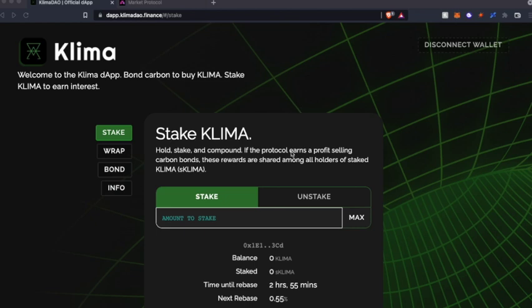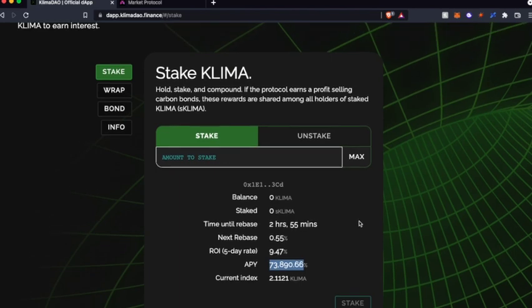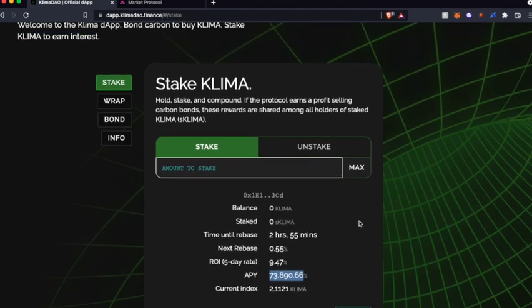So today I just wanted to talk about how Klima gives you an insane amount of APY. The current APY is 73,000%. How do we increase this? What I'm going to talk about today is taking this to the next level.